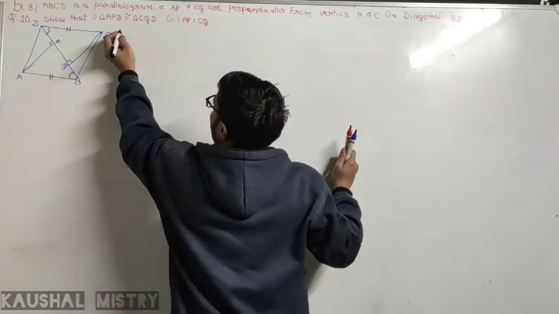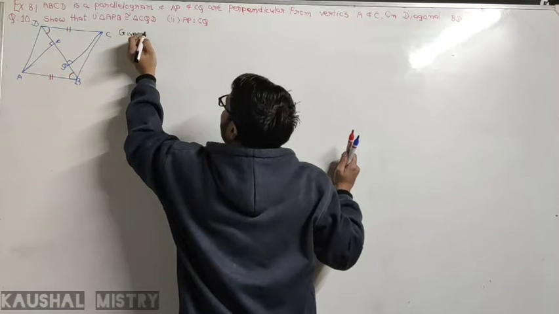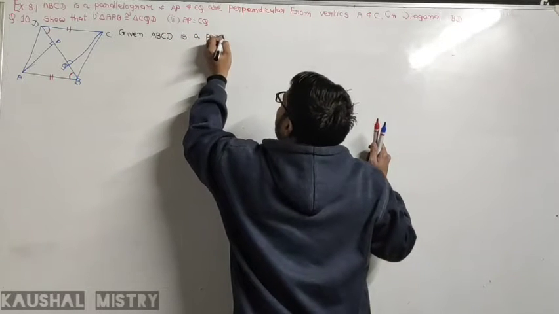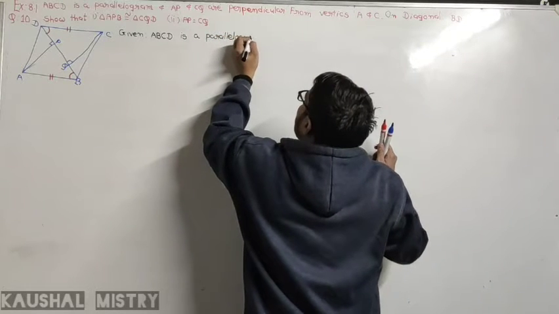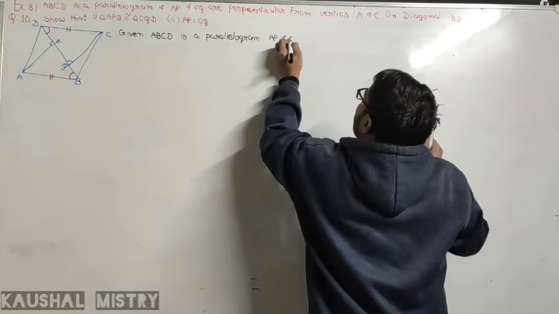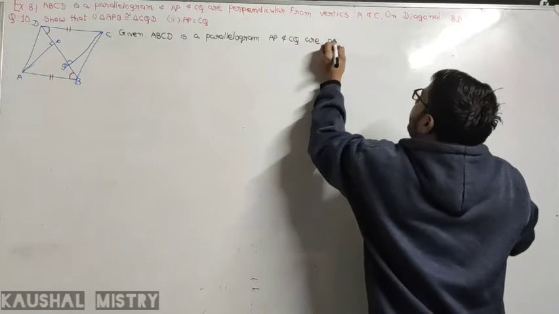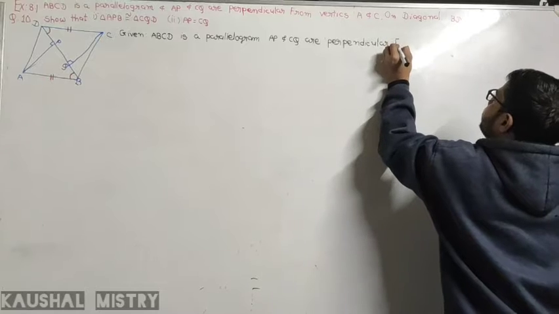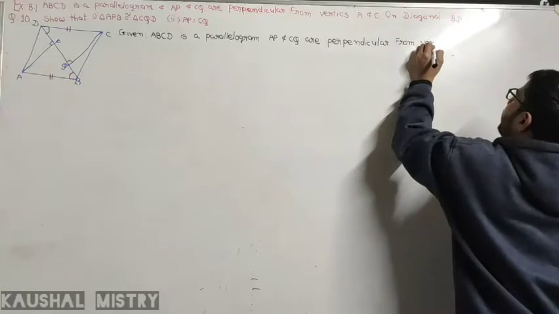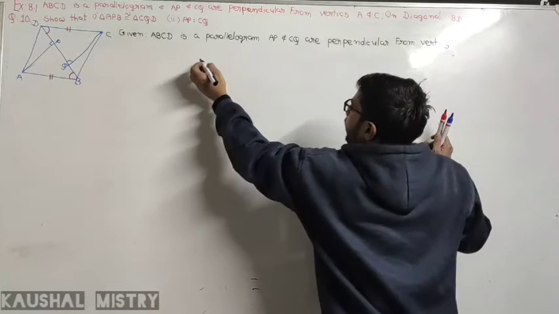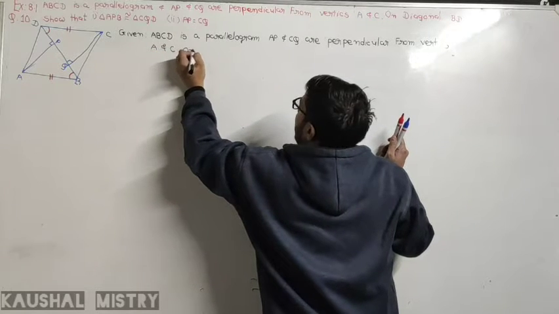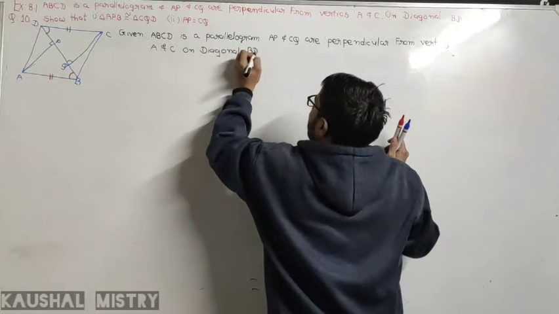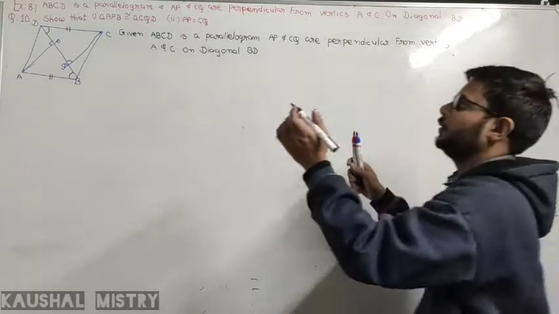Now what do we have to write? What is given? Here it is given that ABCD is a parallelogram and AP and CQ are perpendiculars from vertices A and C on diagonal BD, right?